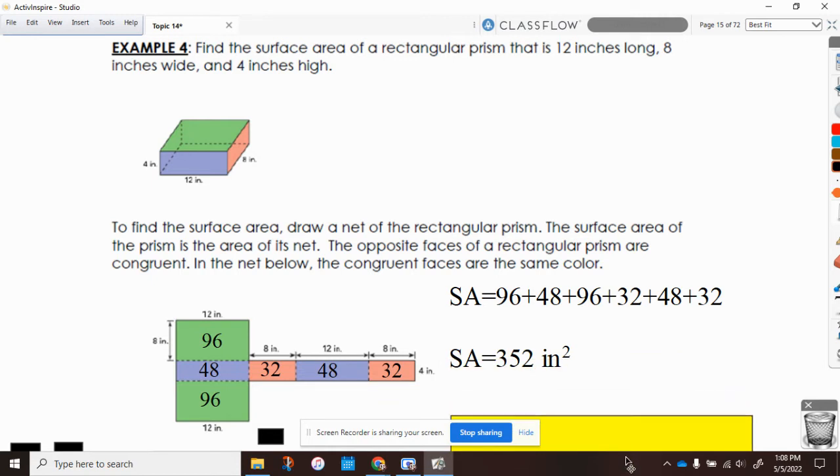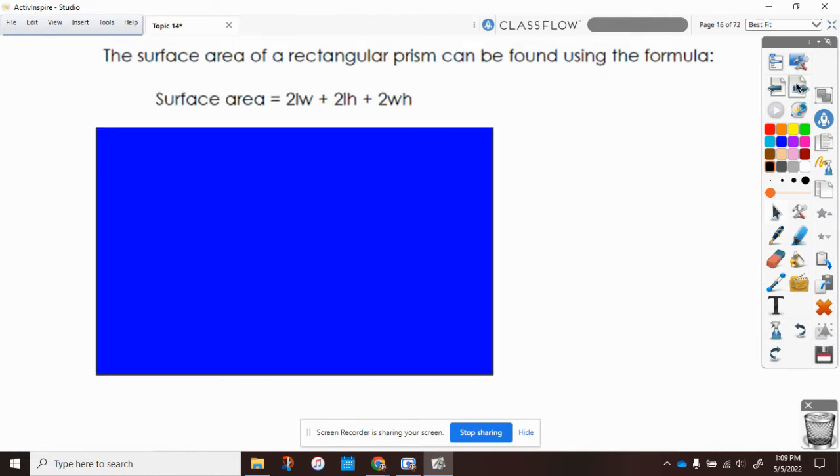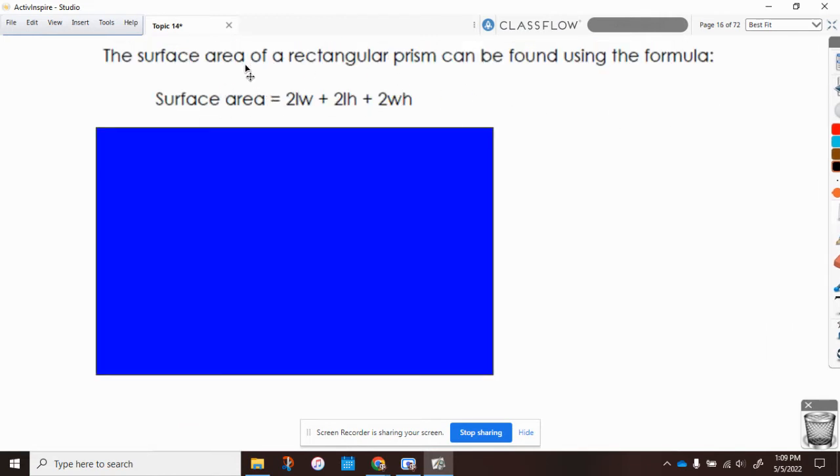All right. So the problem you may run into is that sometimes you've got a picture of the prism like that, or you've got information about the prism, but you don't have a net. Okay. And drawing a net of a prism can sometimes be kind of a difficult process. So here is a formula that you can use for the surface area on a rectangular prism.